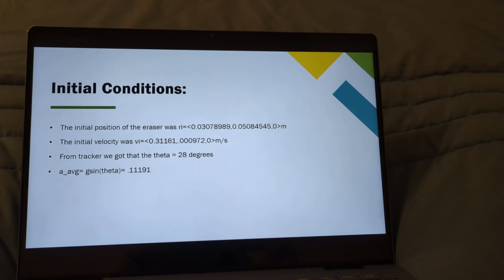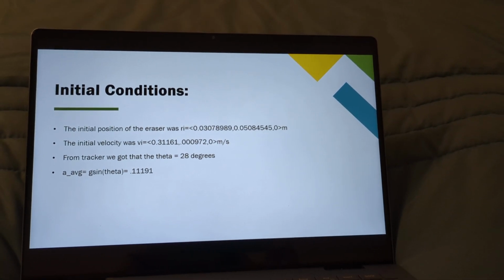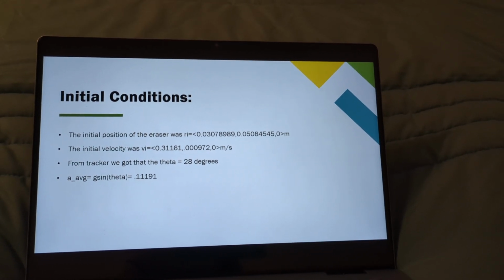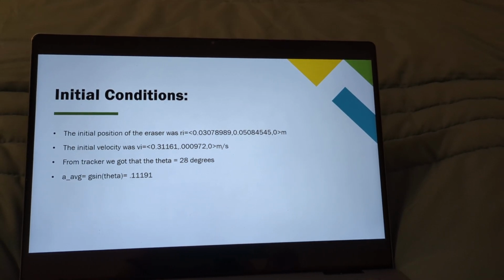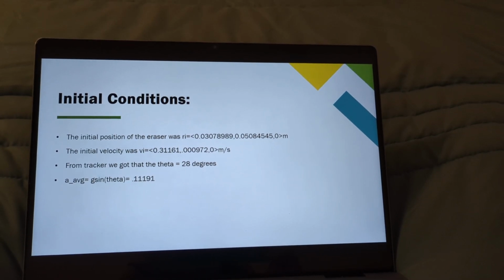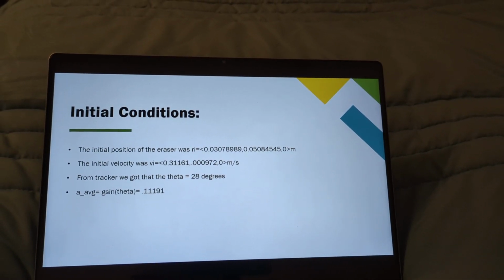The initial velocity was v initial equals 0.31161 in the x, 0.000972 in the y, and 0 in the z, in meters per second. From the Tracker app and a protractor, we got that theta equals 28 degrees, and using an estimate, a average is equal to g sine theta. Using that angle of 28 degrees, we got that average acceleration equals 0.11191 meters per second squared.